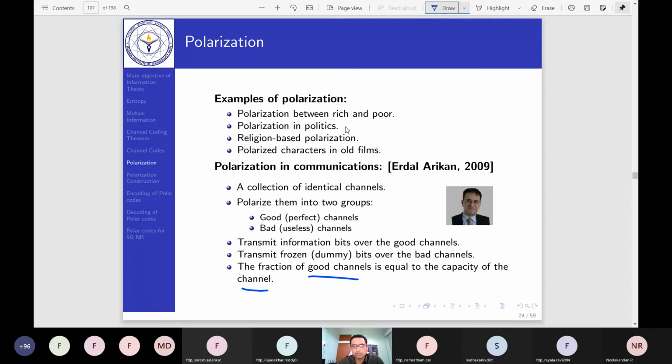So we can use these good channels only to transmit the information bits. And because this ratio is exactly equal to the capacity, the rate of the transmission will be exactly equal to the capacity of the channel. So R is exactly equal to C. And these are good channels, so the probability of error will be negligible. Okay, so this is the main point regarding this polar code.